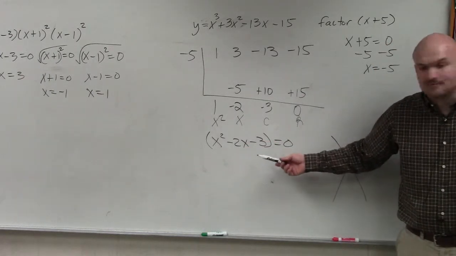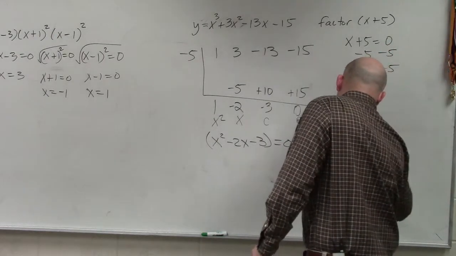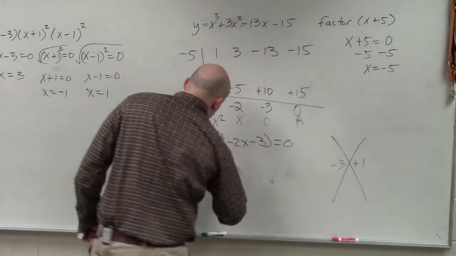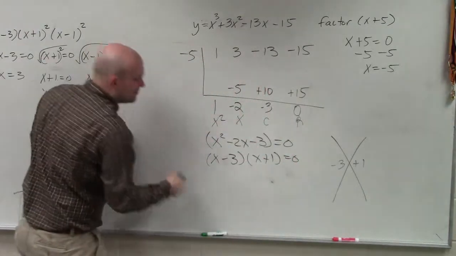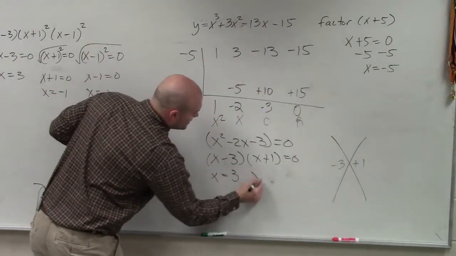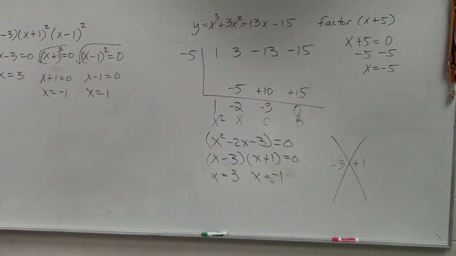Is this factorable? Two numbers multiply to give you -3 and add to give you -1, which is? Now you set them both equal to 0. x equals 3, x equals -1. Now we just found all the zeros.